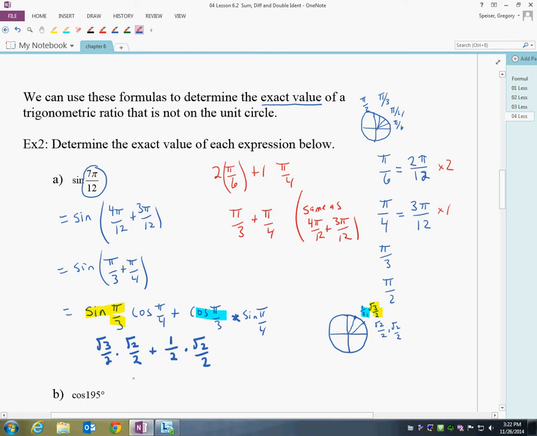So here I will get root 3 times root 2 is equal to root 6 over 2 plus root, oh sorry, made a mistake, root 6 over 4. So remember multiplying of fractions, numerator times numerator, and root 3 times root 2 is root 6, 2 times 2 is 4, and over here 1 times root 2 is root 2 over 4. Now best to put it into one fraction. So we already have the denominators the same, so the best way to write this is root 6 plus root 2 all over 4. So there would be your answer.